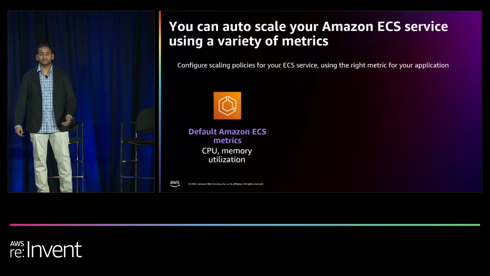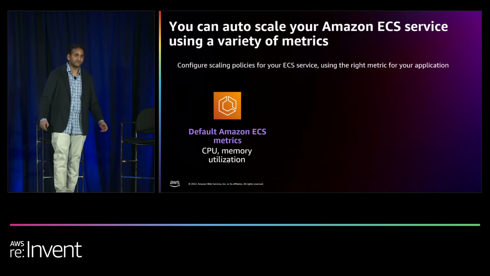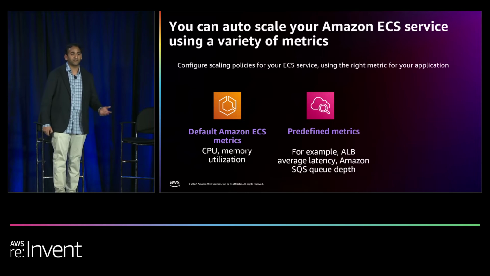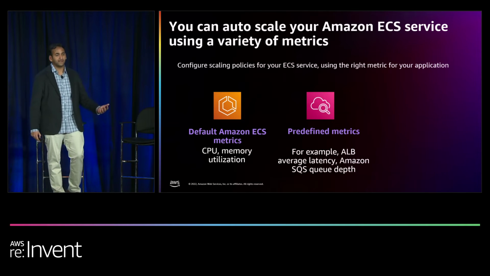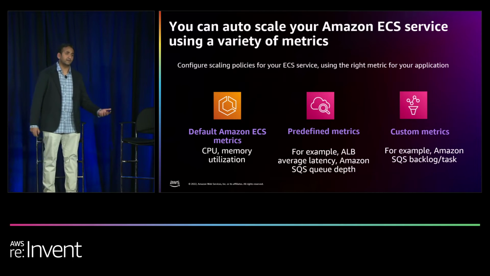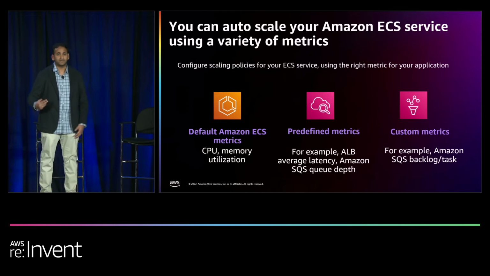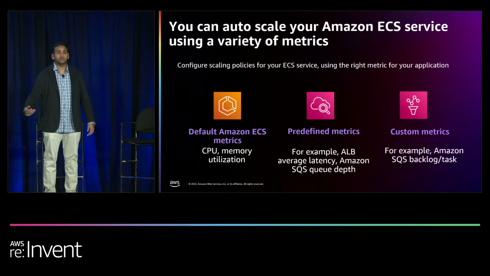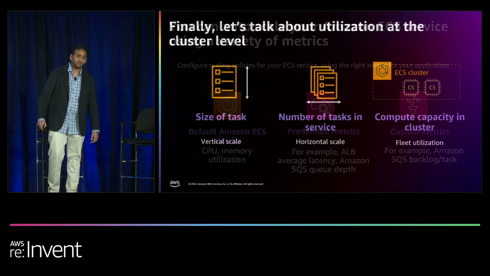You can scale your service based on a variety of metrics. It can be ECS metrics, such as the CPU and memory utilization. It can be metrics shipped out of the box by other AWS services, such as ALB or SQS. Or it could be custom application metrics that you generate. Depending upon what is right for your application, you can use the metric of your choice to autoscale your application.